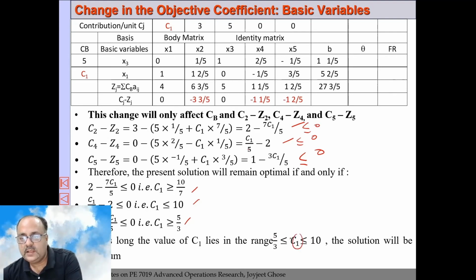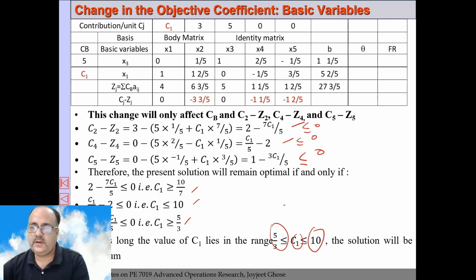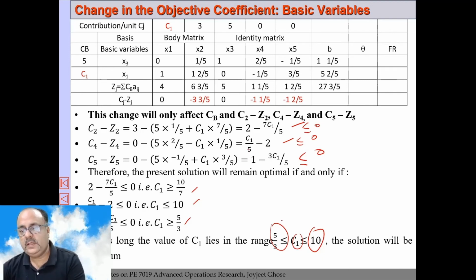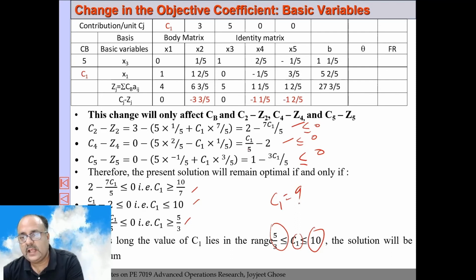As long as c1 is within this range, the solution will be optimal. So if it becomes out of range, then it will not be optimal. So if c1 is equal to 9, the solution will remain optimal. If c1 becomes equal to 12, the solution will not be optimal.